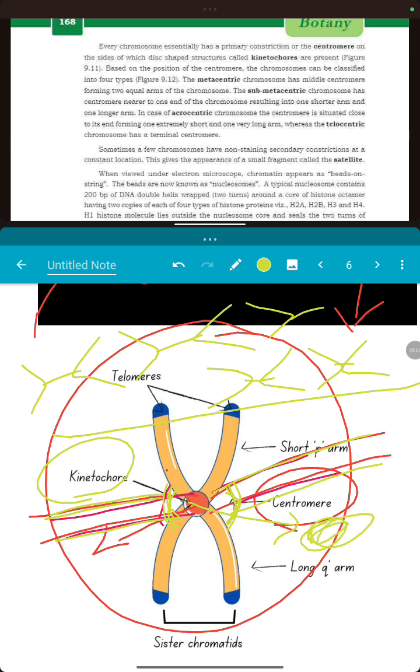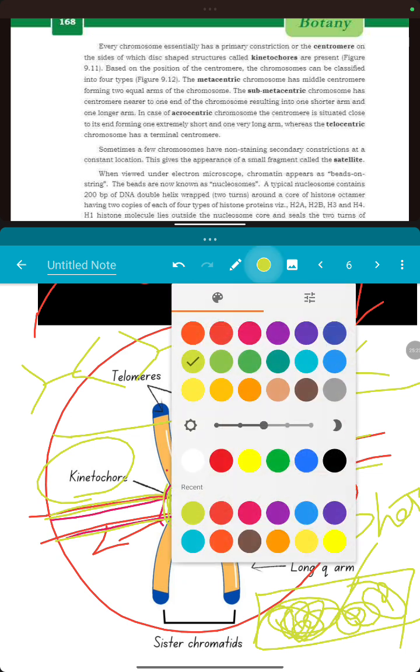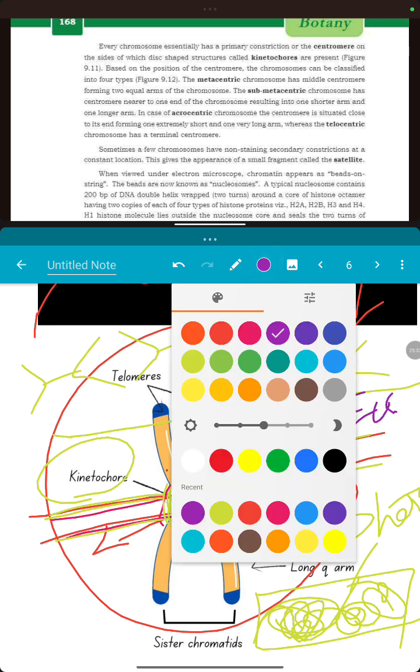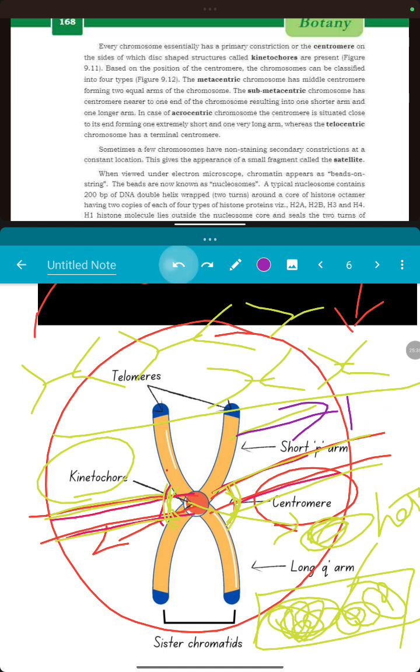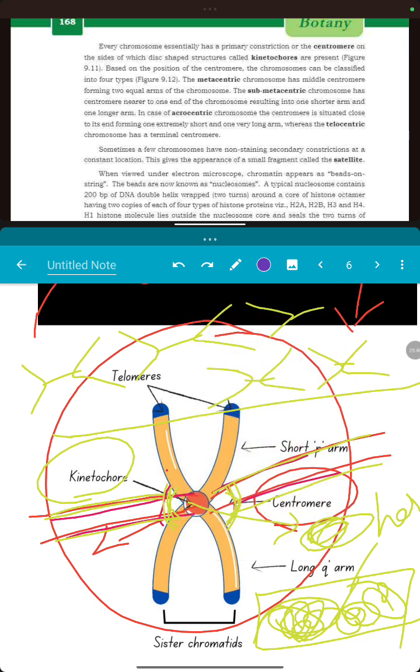The histone proteins and the DNA are wrapped tightly without gaps. So wherever the DNA is wrapped like this, we call it heterochromatin. Wherever the material is loosely packed, we call it euchromatin.